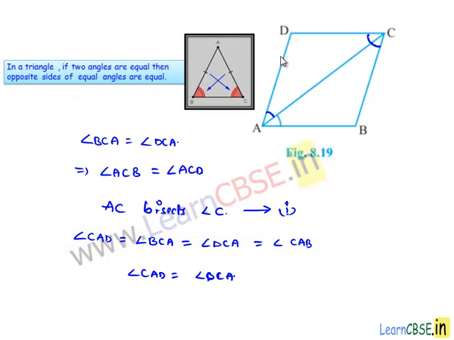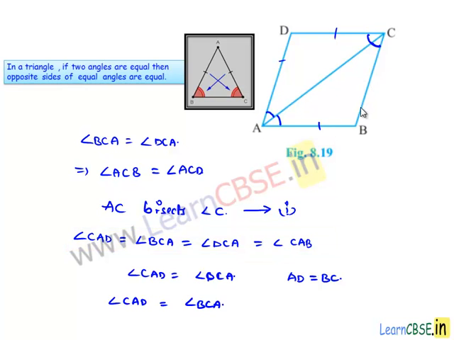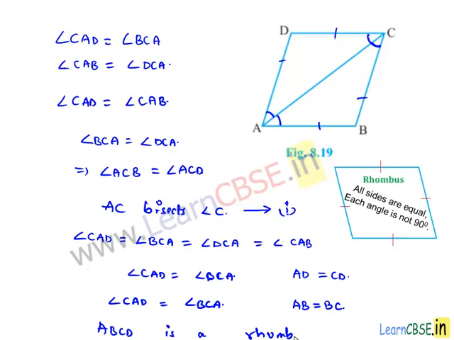and by applying the concept that sides opposite to equal angles are equal, we can say AD is equal to CD. And by considering the other two angles, angle CAD is equal to angle BCA, and applying the same concept that sides opposite to equal angles are equal, we can say AB is equal to BC. Since angle CAD is equal to angle DCA, the sides opposite to these angles are equal. Here in the parallelogram, the adjacent sides are equal, so we can say that ABCD is a rhombus. This is for the required second proof.